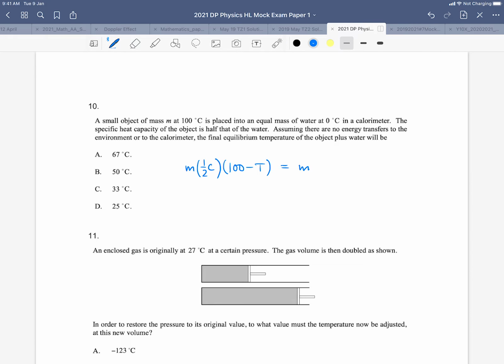Water has mass m, has a specific heat capacity of C. Temperature goes from 0 to T. So let's write it as T minus 0, just to get all the signs right here. Positive quantity equals a positive quantity. And then we can see m and C cancel out. Basically we get... well, we could do it like this. I can just multiply by 2. So I get 100 minus T equals 2T. 100 equals 3T. And then T is going to be 33 degrees Celsius.